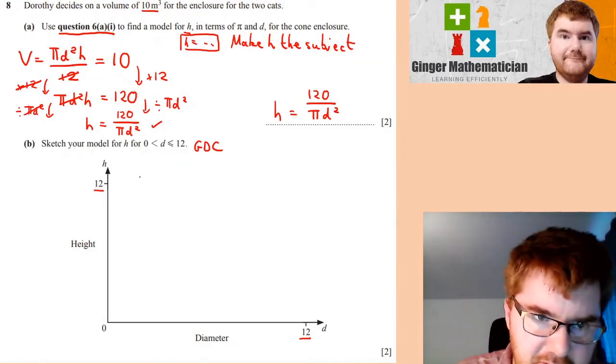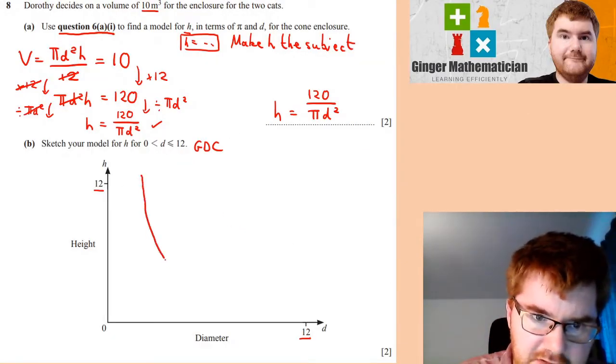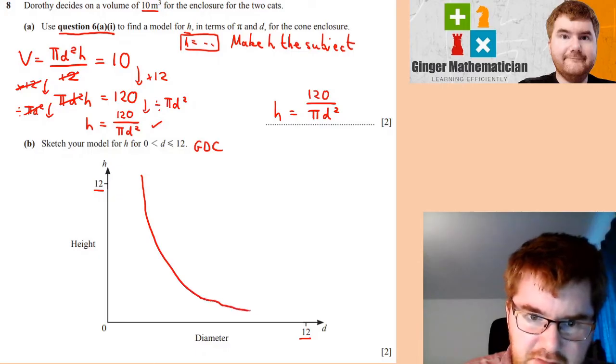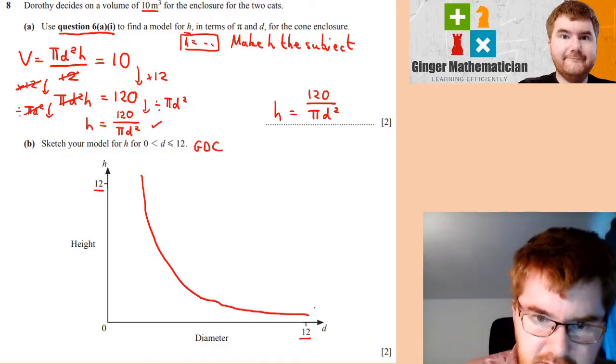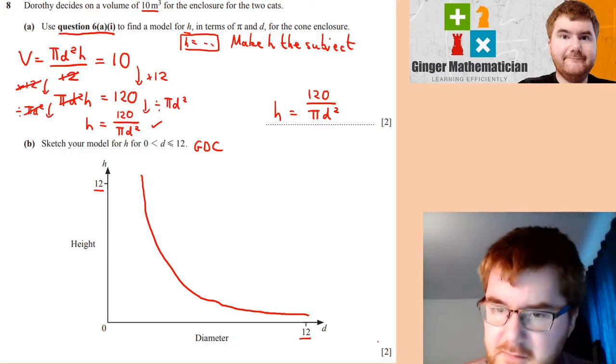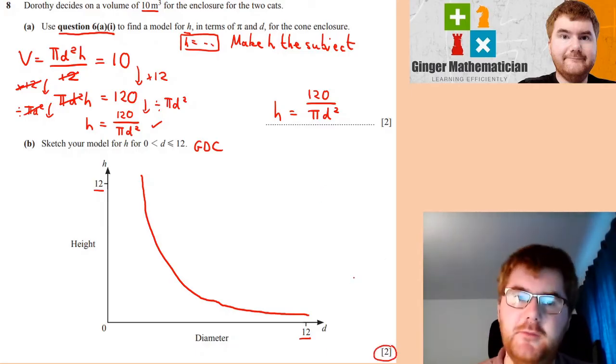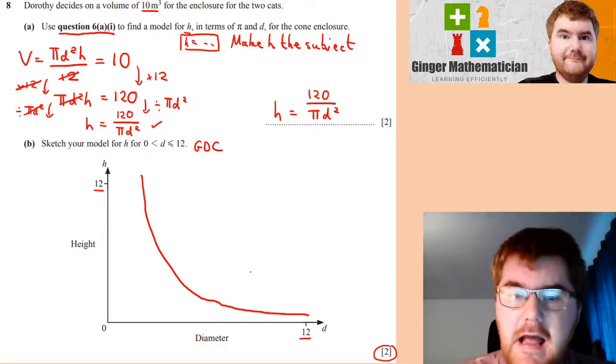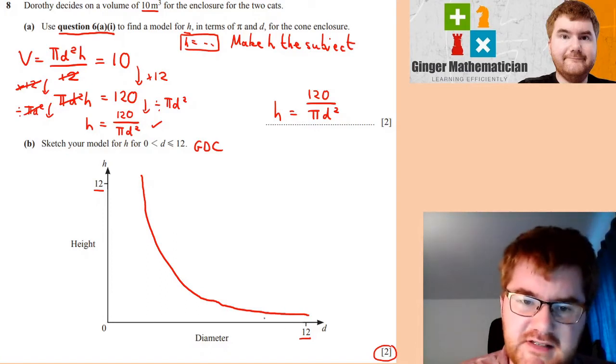So remember, we have to start over here. It goes down, down, down, down, down, down, down. Just make sure you do not touch this axis when you draw your graph. That's really important. Remember, it's only out to 2 marks. You'll see the mark scheme in a moment. And those are the key things to watch out for: the shape of the graph, and make sure this line does not cross this axis here.